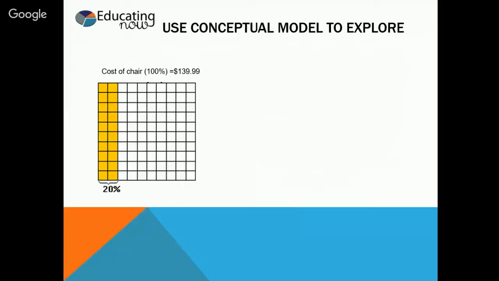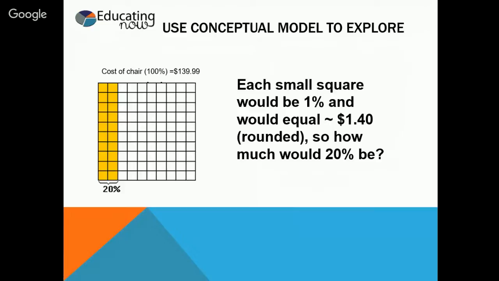So I gave them this model to explore. We looked at it this way: if this entire large box is the cost of the chair, that's 100%. It's about $140, and I rounded it to that just to make it simpler. How much would 20% be? So we looked at, well, what would each of the small squares be? If the whole big one is 100%, what are the small ones? And because it's visual and they're quite familiar with the 100 grids, a student said, oh, well, each little one is 1%. Great, what would the value of each little square be?